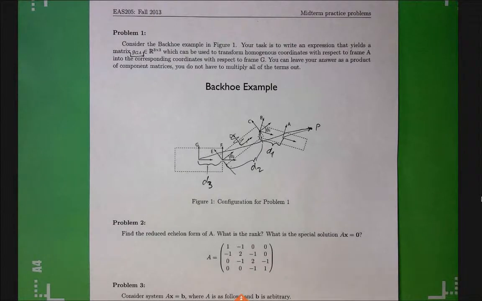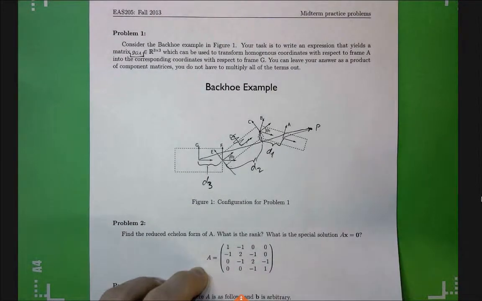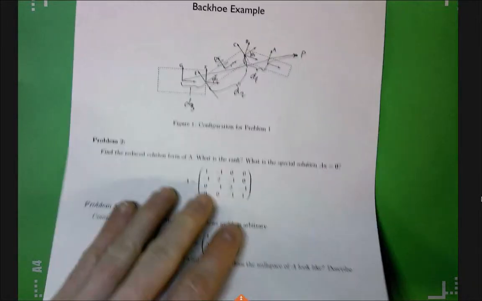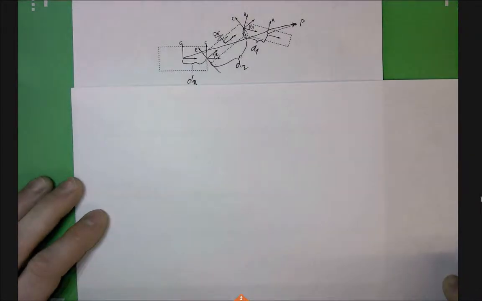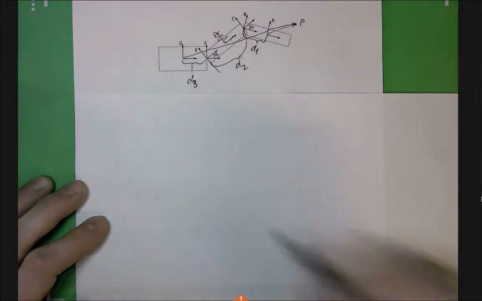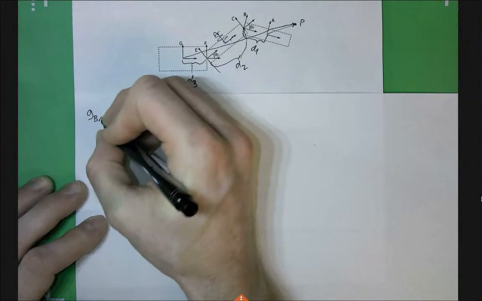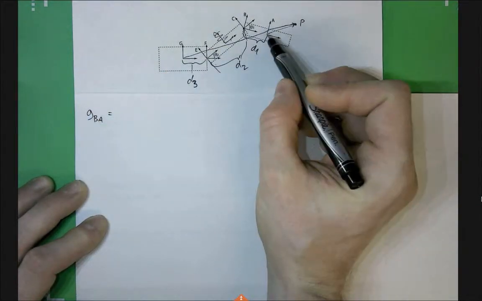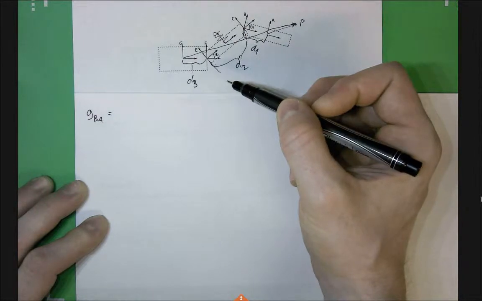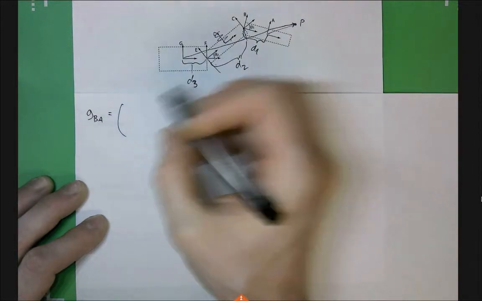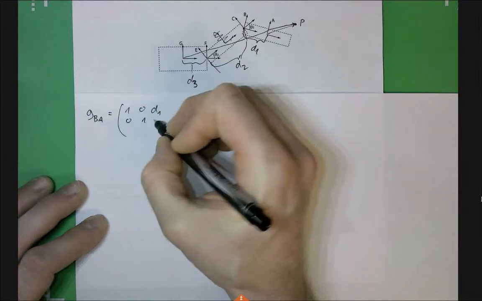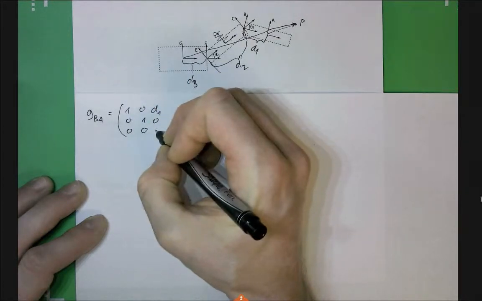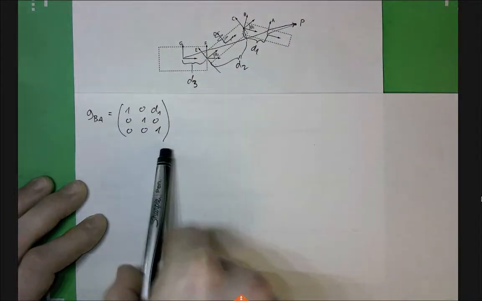So what would the answer look like? Let me write it down. I can do some funny thing, like keep it here, and then write it here. Yeah, I think I can do that. So we start with GBA, right? That's going to be the matrix which transforms from A coordinates to B coordinates. And what this matrix is, it's just a translation by D1. 0, 0, 1.